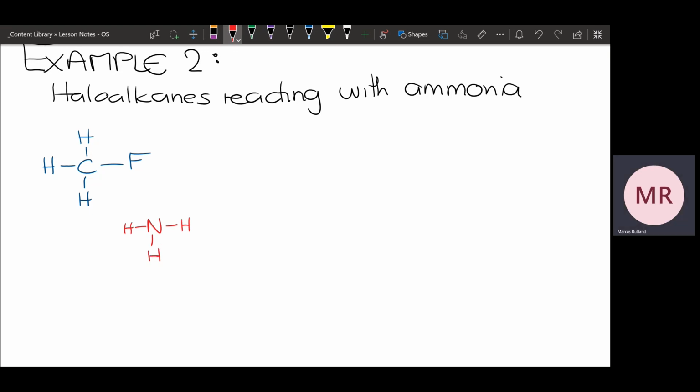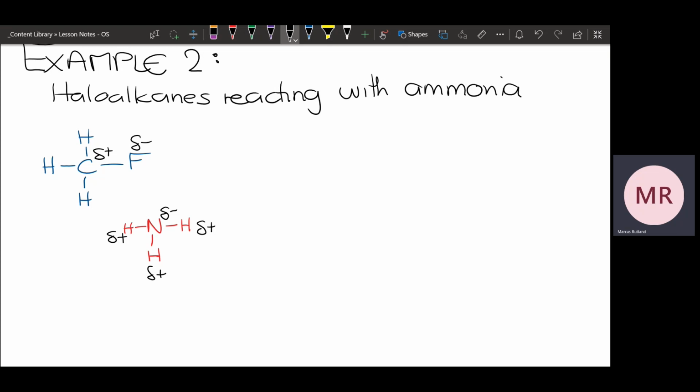And very importantly, we've got to think about the partial charges here. So we've got the polar CF bond, delta plus carbon, delta minus fluorine. But we also have the polar NH bonds. So the nitrogen is delta minus and all these hydrogens are delta plus. So our ammonia here is going to act as the nucleophile. The definition of a nucleophile is a species with a negative charge, so we've got that on the N, and a lone pair of electrons.